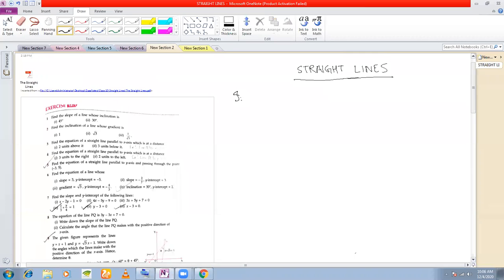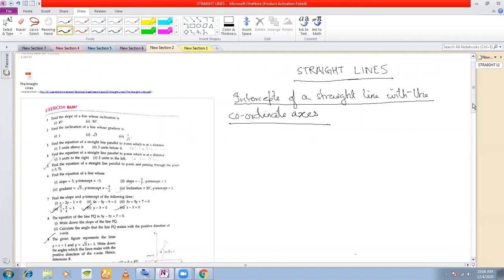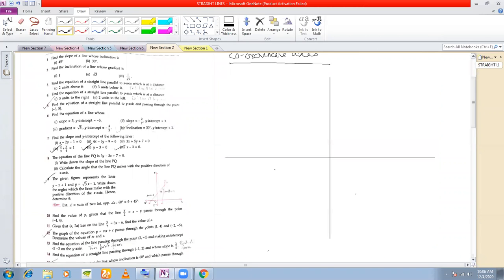Let us see what intercepts are. Intercepts of a straight line with the coordinate axes. Plural of axis is axes. So what are the intercepts? Let's see. You have your coordinate axes, x and the y axis.